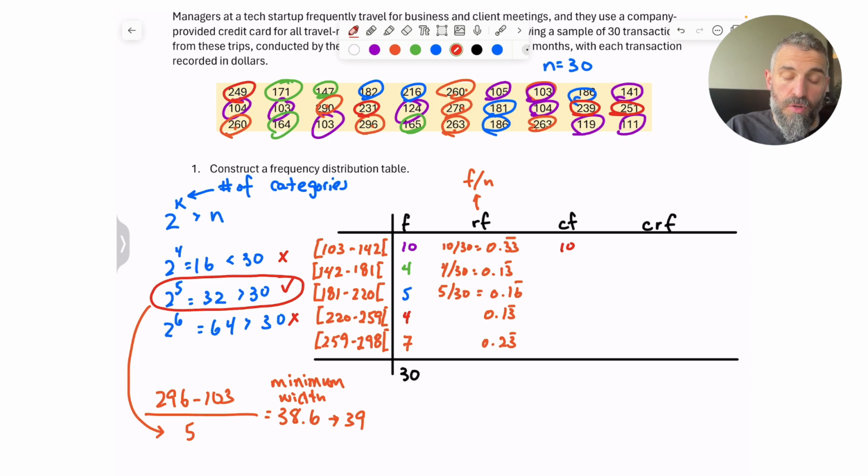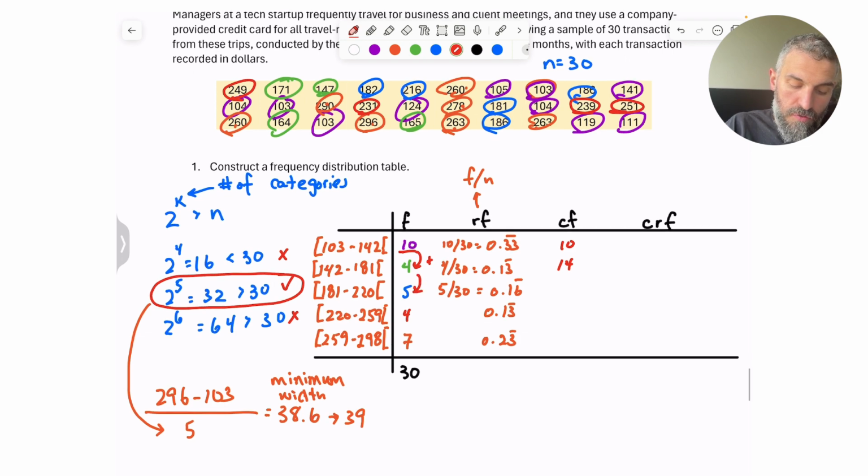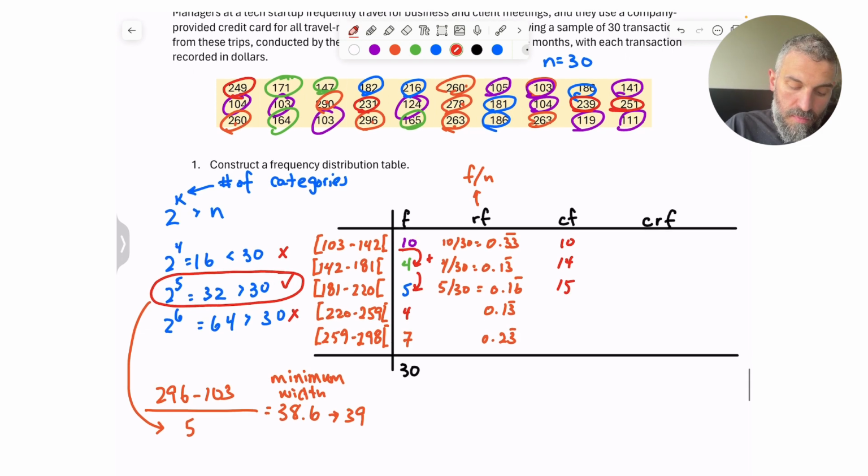Cumulative frequency, we're going to accumulate. So we start with 10 because that first frequency was 10. And then we add the next one. So 14. And then we add the next one. 15.